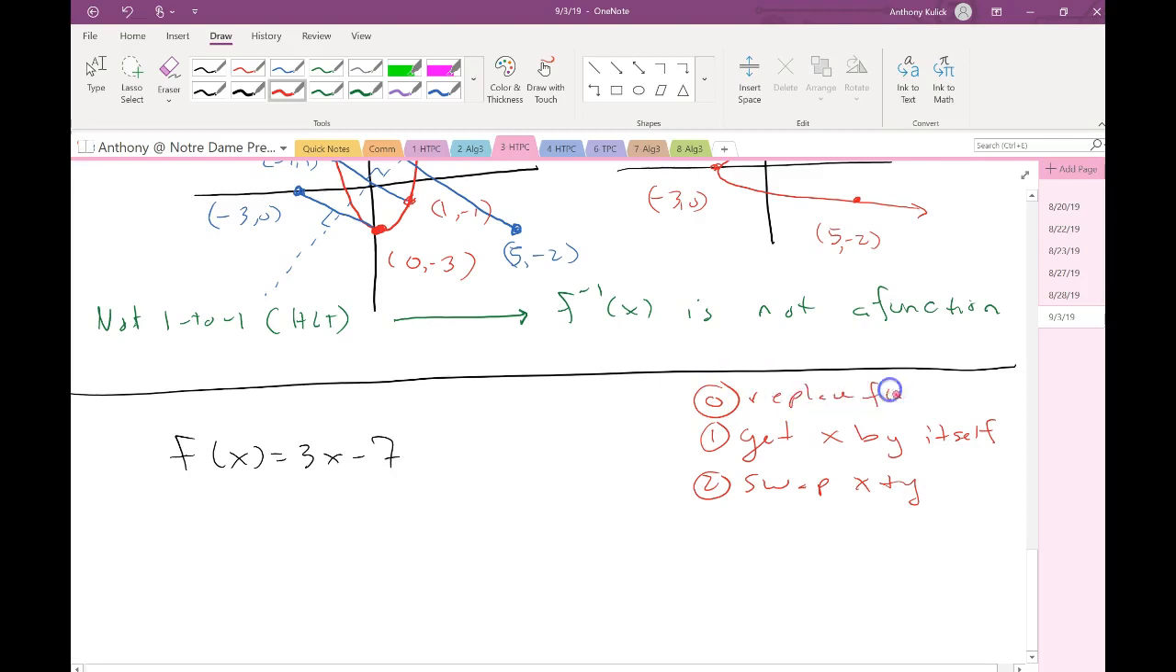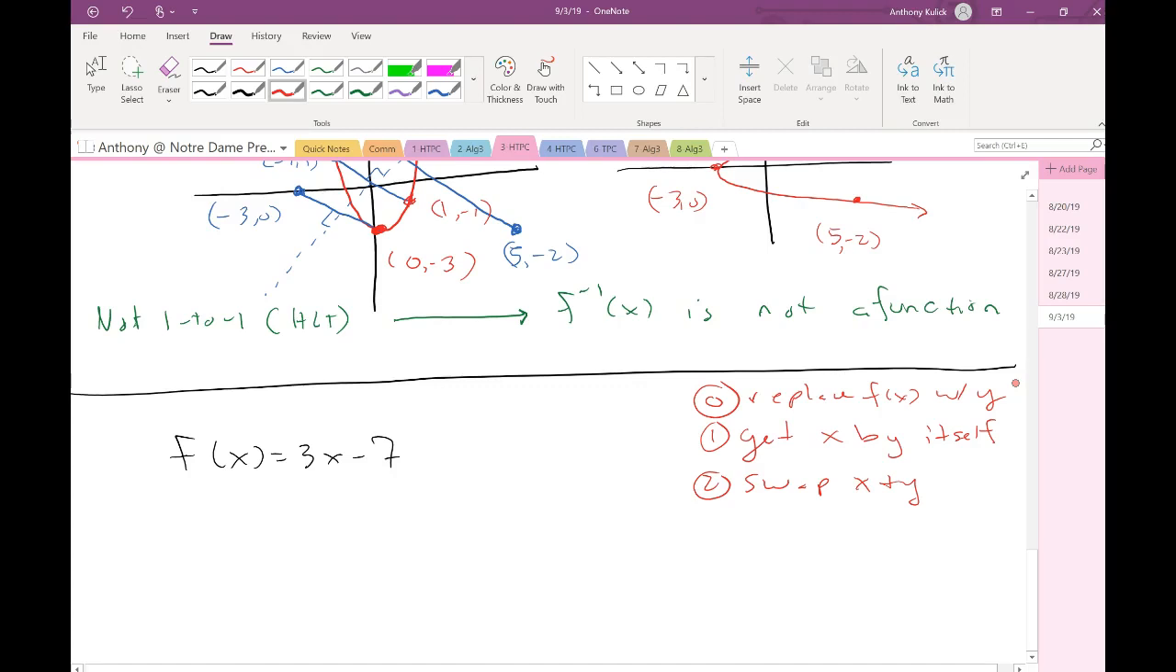Just replace f of x with y. That was probably pretty obvious. Most of us wouldn't have hesitated if I just did that without saying that I was going to do that, but I'll put that in as step 0. Some of you might remember swapping the x's and y's first before getting the y by itself. That's fine if you want to do it that way.